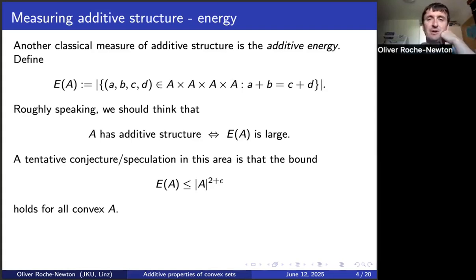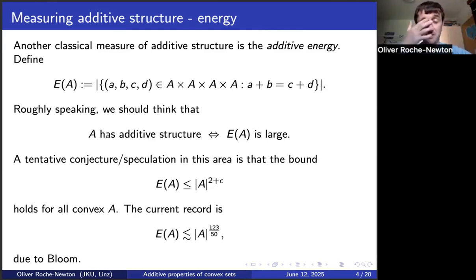What I will be talking about today is some constructions which we came up with partly in an attempt to show that this conjecture is false, where we could find some surprising structure in a convex set. And what's known for this, the current bound, is quite a recent improvement from Tom Bloom. The key thing to mention here is that this is a bit better than the threshold, which would be exponent 2.5 here.